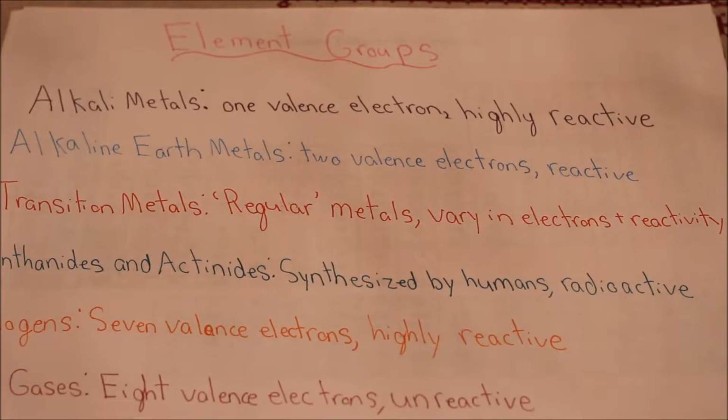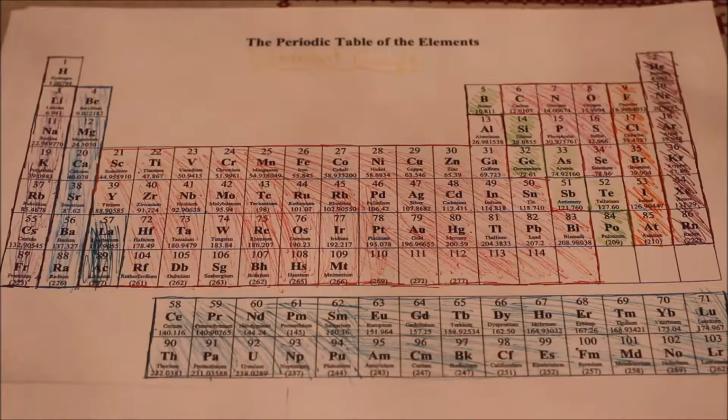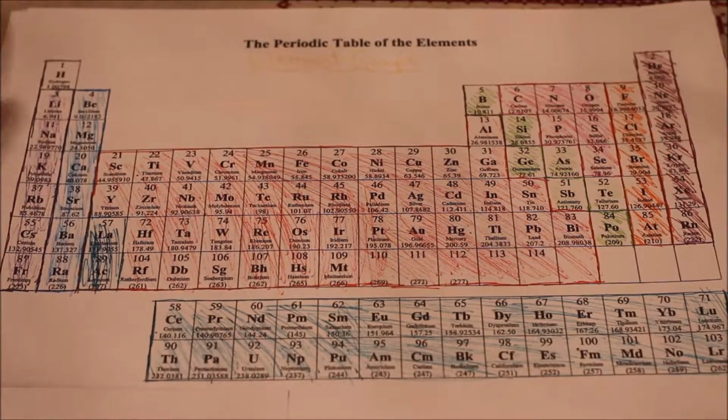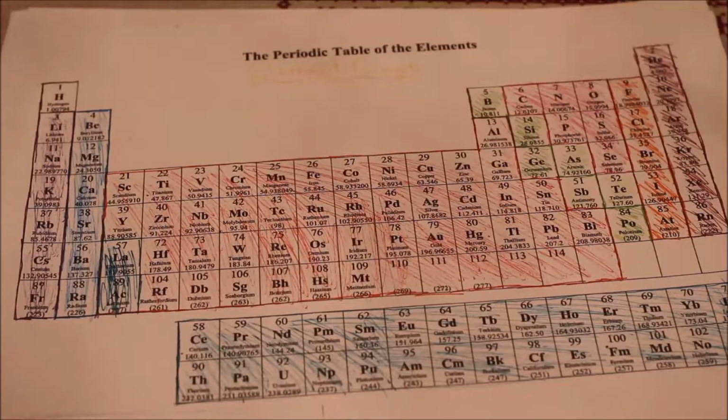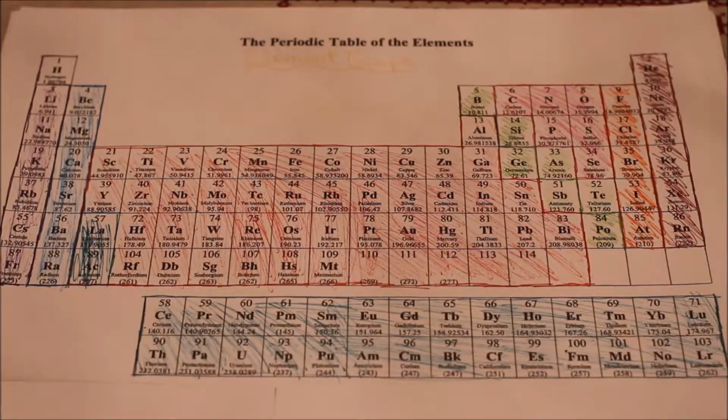There are 6 main ones that you should really be focused in on. The first one we're going to talk about is the alkali metals. They only have one valence electron and they're highly reactive. And if you look over here at this periodic table, they're going to be in this group 1. Alright, so it's all the way lithium to francium. Hydrogen is not an alkali metal. Make sure you remember that.